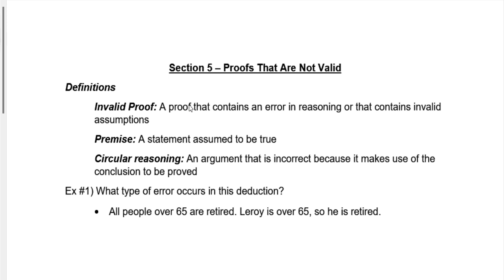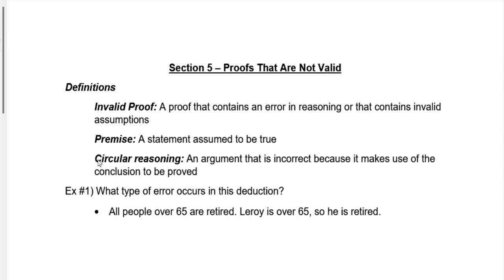The following section that we talk about in Foundations 20 is talking about proofs that are not valid. Now, an invalid proof is a proof that contains some kind of error in the reasoning or contains some kind of invalid assumptions. So basically things that are not true. A premise is a statement that is assumed to be true. Now, it may not be all the time, and that's where a lot of proofs do get to be incorrect.